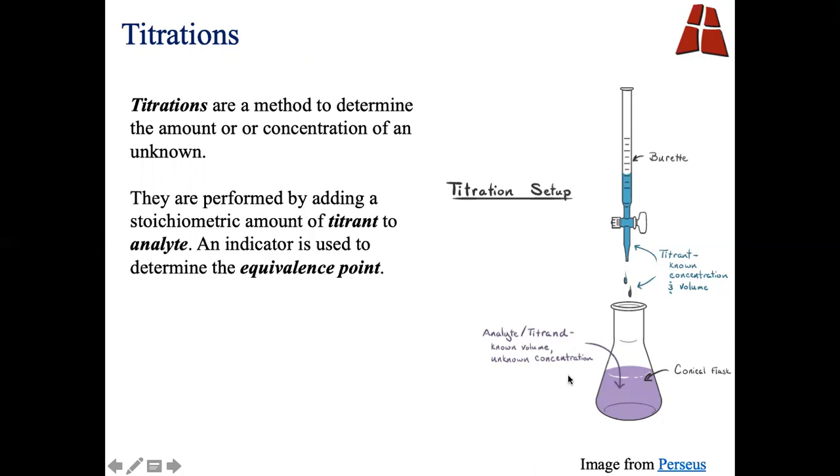Okay. And so in a typical titration experiment, we add a stoichiometric amount of our titrant to our analyte. We know that we add a stoichiometric amount because we're able to use something called an indicator, which of course we saw a lot of in lab last week. And this is used to determine the equivalence point. And that is, of course, the point at which the added moles of our titrant are equal to the original moles of our analyte.